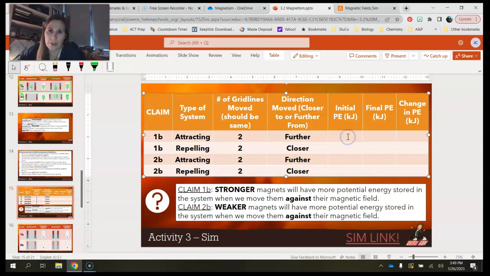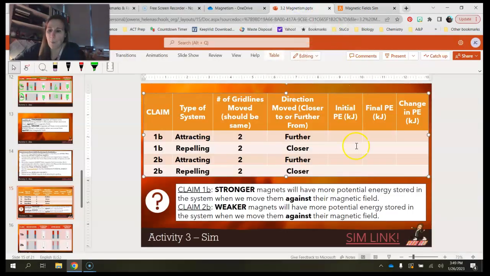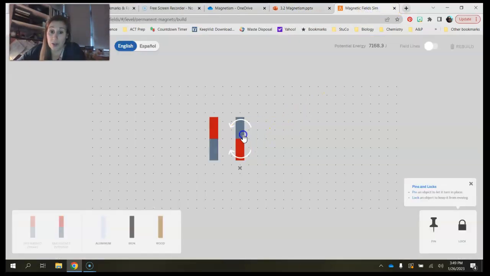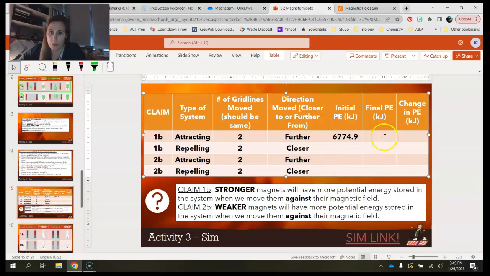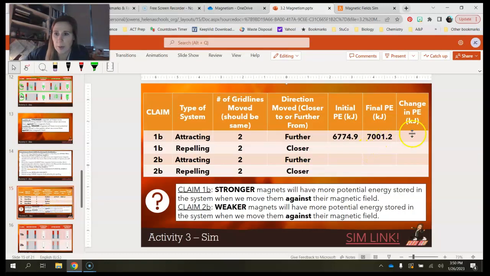Okay, and you're going to do the same thing. You're going to record your initial potential energy, which should look very familiar to you, 6774.9. And then we're going to move them 2 grid spaces further away, which again should look familiar to you. Further away is 7001.2. And then my change, I believe, was, let me just look really quick, 226.3. So it's going to be the same as your first table for just this one.